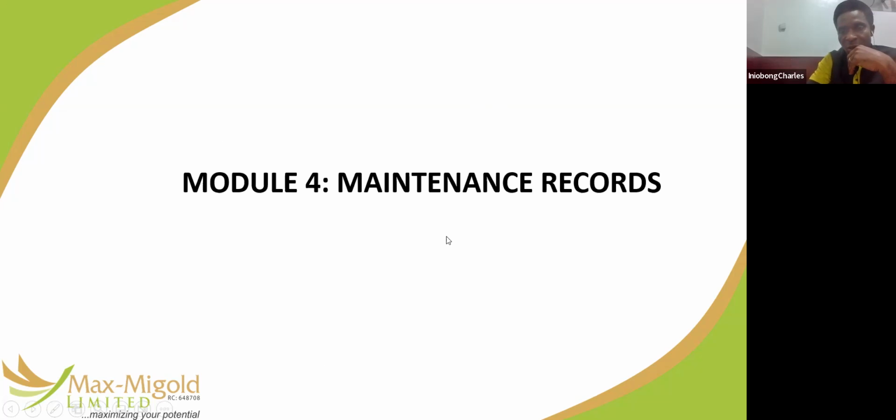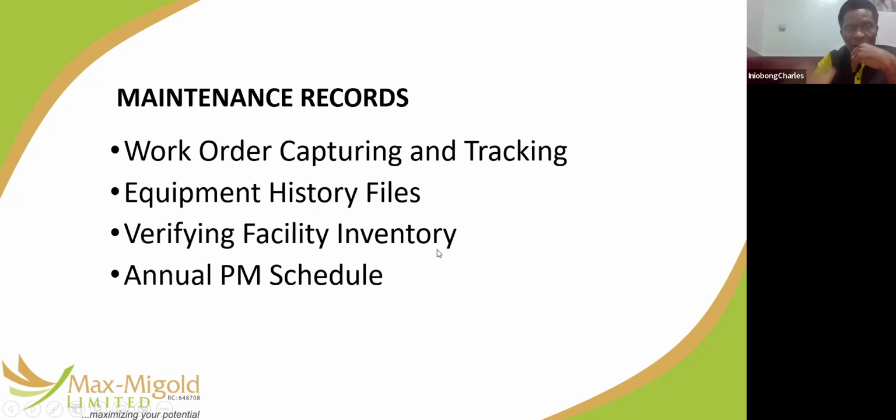Okay, maintenance records. We've talked about maintenance records. We talked about work order capturing and tracking, equipment history files, verifying facility inventory, and the annual PM schedule. These are records. If an auditor comes to your facility and you say you are maintaining this facility, the first thing the auditor wants to see is your PM schedule. That's the first thing the auditor wants to see. Where is your PM schedule?